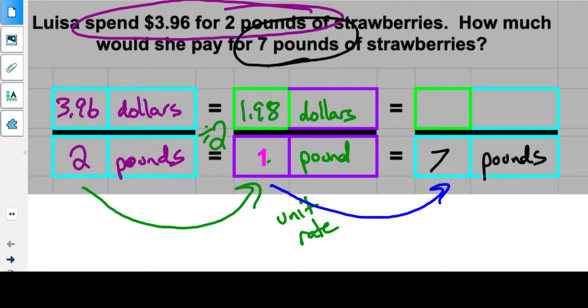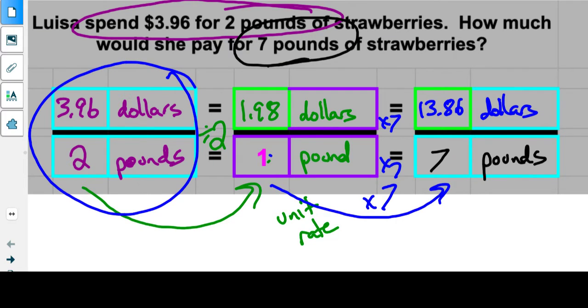Now I can go from 1 to my new target number. In this case, I want to go to 7. Well, to do that, I'm going to multiply times 7. 1 times 7 is 7. $1.98 times 7. I'll type in my calculator here. Is $13.86. And our units are dollars. So we start with our rate, turn it into a unit rate, find out how much it is for just 1, and then multiply times however many I want for my final piece.